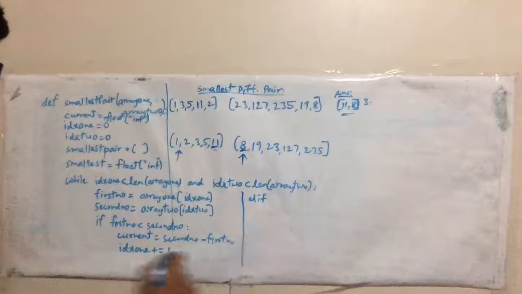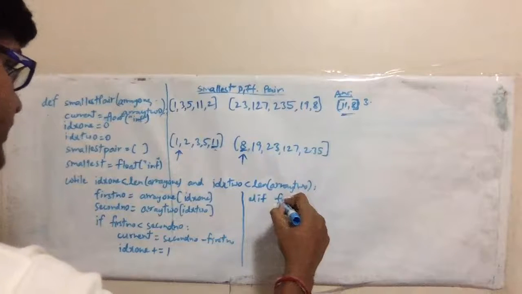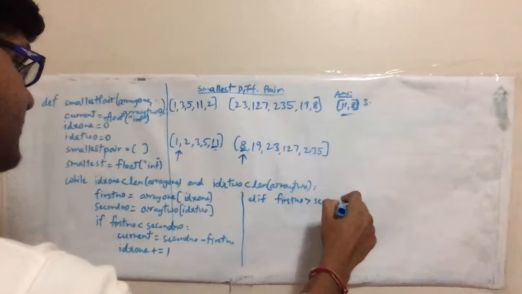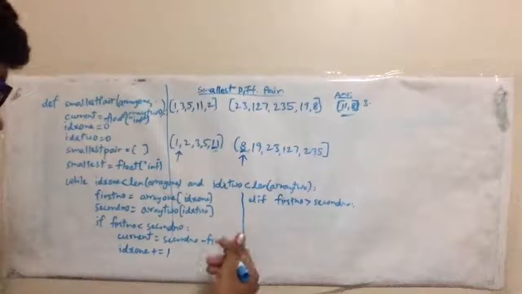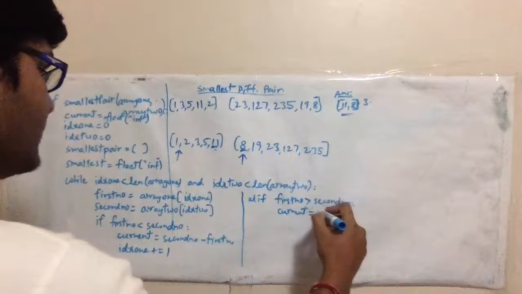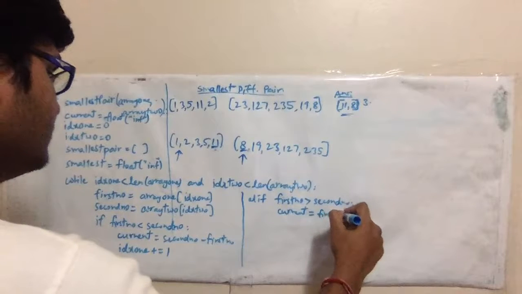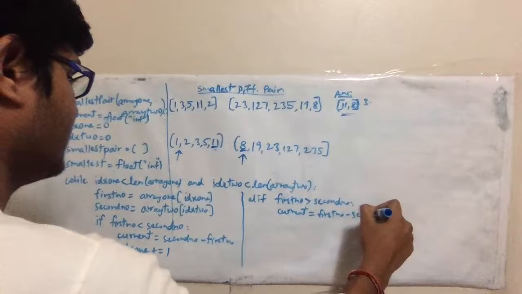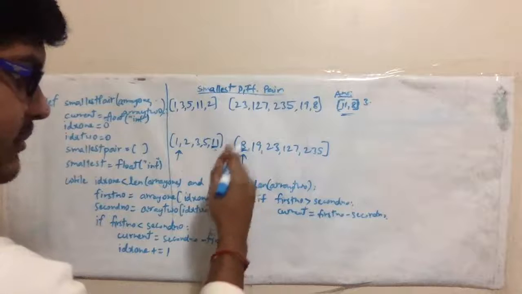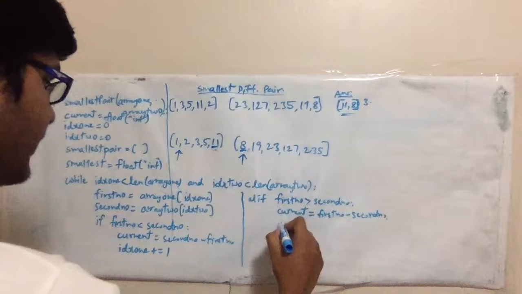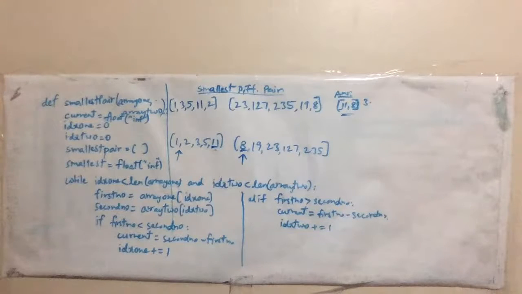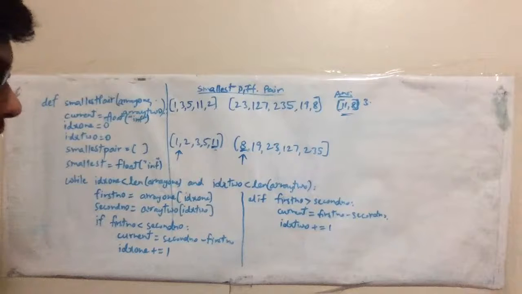Else if, as we talked, less than or greater than: if the first number is greater than the second number, we will still calculate the difference and store it in the current. So first number minus second number, and in that case we need to increment the right pointer, or the second pointer, idx2 plus equal to 1.